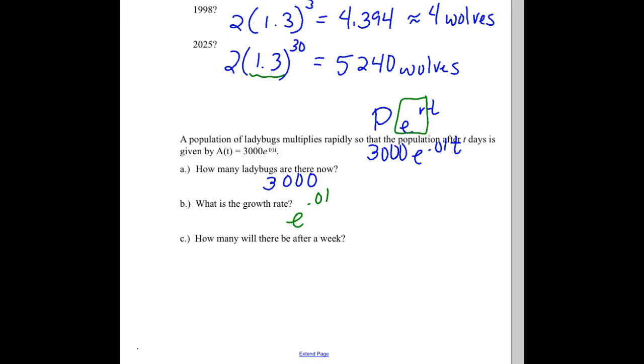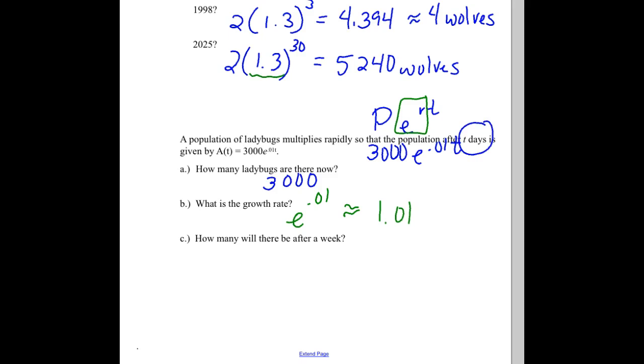based on this formula. What is that number? What is e to the 0.01? So we've got 1.01 and then a few more zeros. Okay, so our growth rate is about 1.01. Go ahead and set it up to figure out how much we would have after a week. What would we put in for T? T was days, right? So we're going to put in 7.